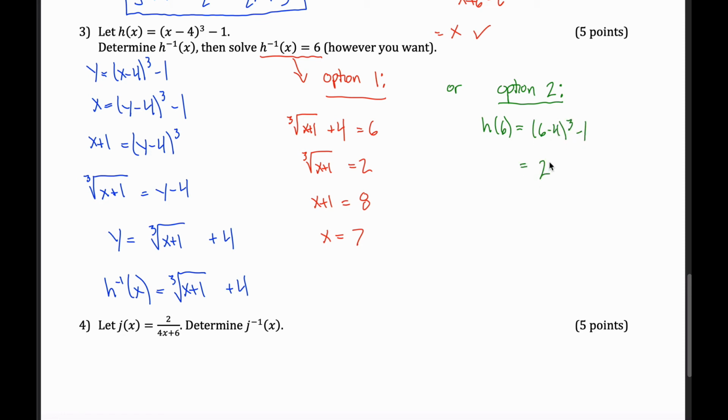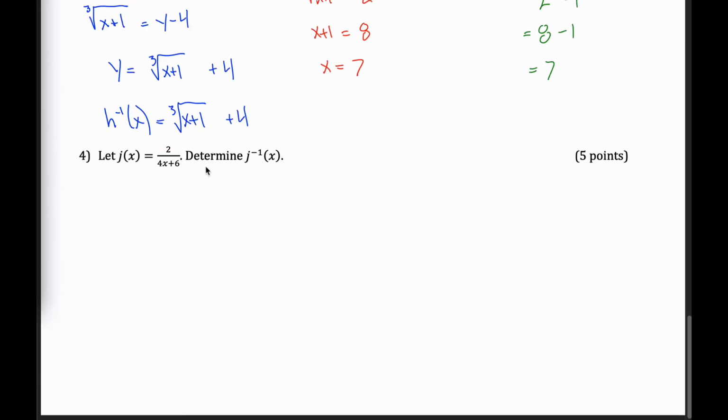And 6 minus 4 is 2. So I get 2 cubed minus 1, and 2 cubed is 8. So 8 minus 1, and I end up with this same 7. I think this was slightly easier if you happen to see to do it that way, but really it's fine either way. Last problem on the quiz deals with a rational function.